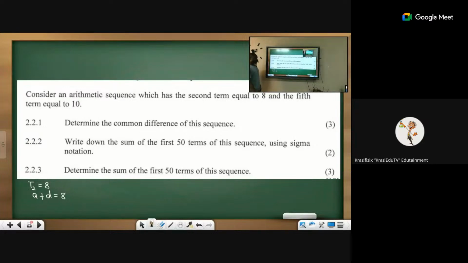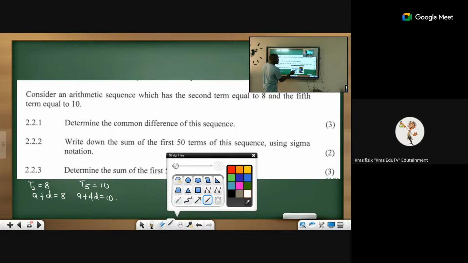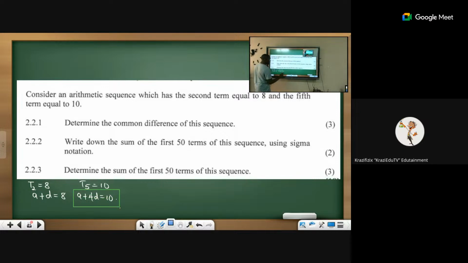You have your first equation. Then what do you have? T5 is what? 10. What is T5? A plus 4D. Are you seeing that this is now a basic simultaneous equation? Always learn to change. Once you don't change, you're looking for trouble.